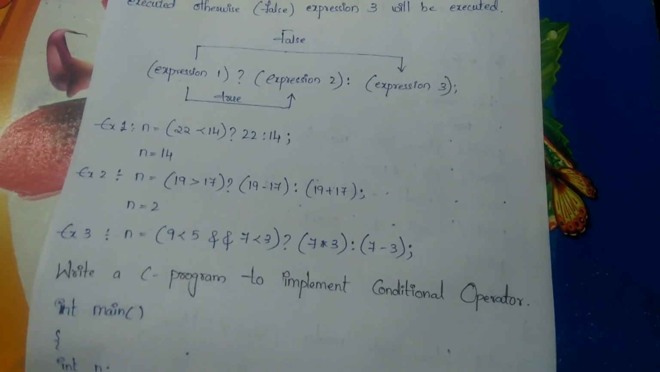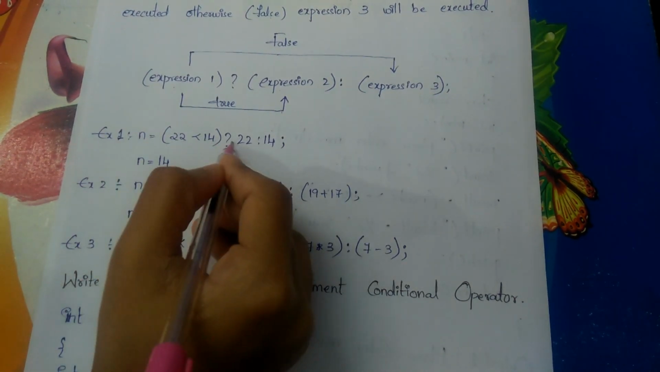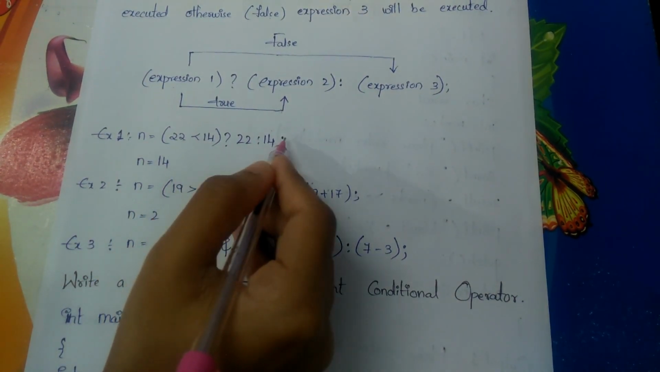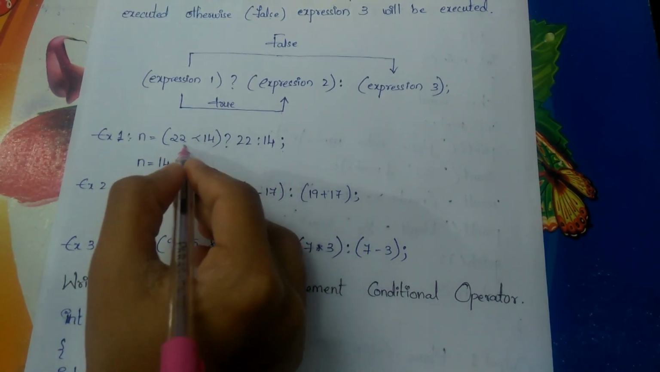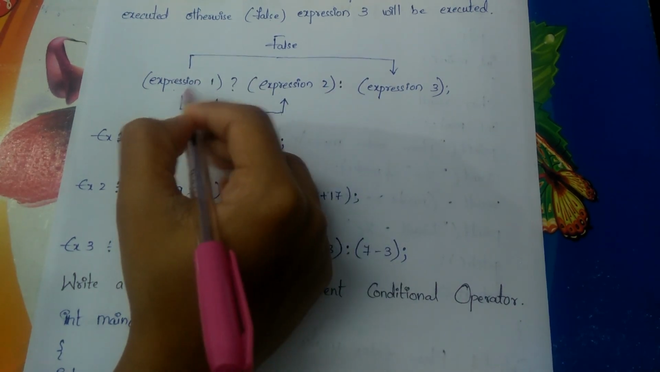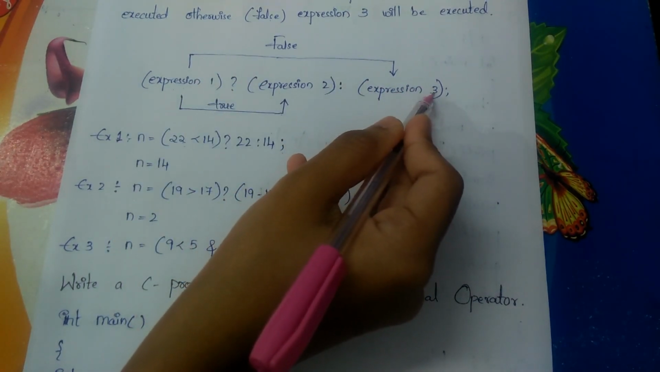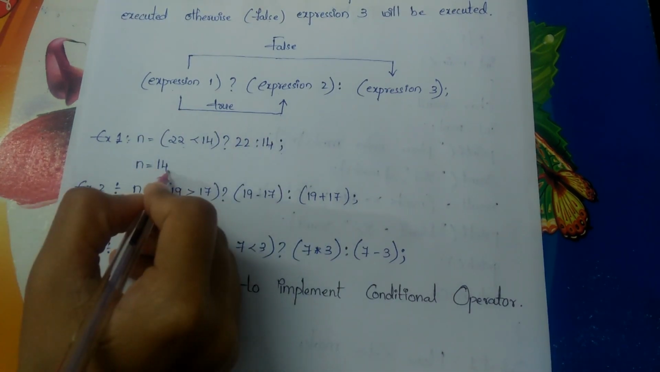Example 1 is n = 22 < 14 ? 22 : 14; ended with a semicolon. Now 22 less than 14, the statement is false. It means when this statement is false, expression 3 will be executed. So that means 14 will be executed. So n equals 14.